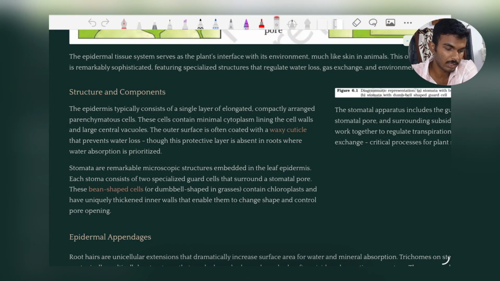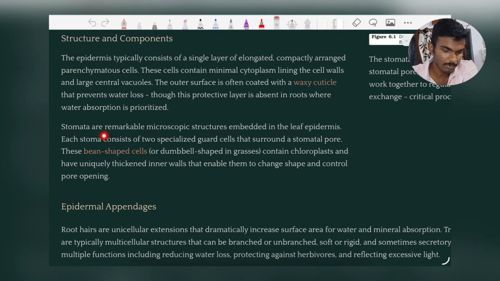Structure and components. The epidermis typically consists of a single layer of elongated, compactly arranged parenchymatous cells. These cells contain minimal cytoplasm lining the cell walls and large central vacuoles. The outer surface is often coated with a waxy cuticle that prevents water loss, though this protective layer is absent in roots where water absorption is prioritized. Stomata are remarkable microscopic structures embedded in the leaf epidermis.